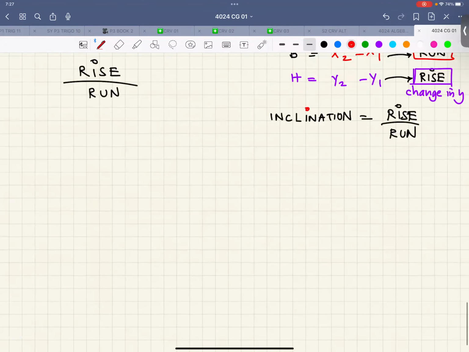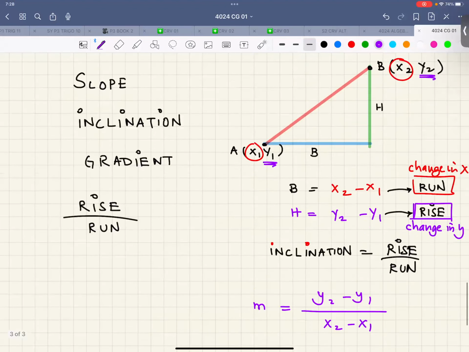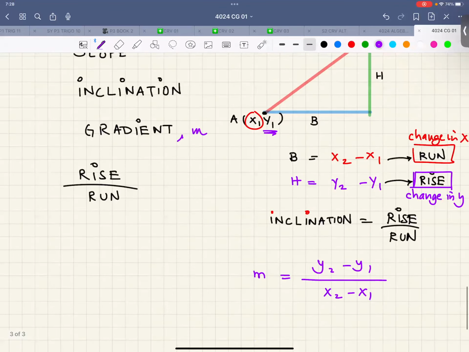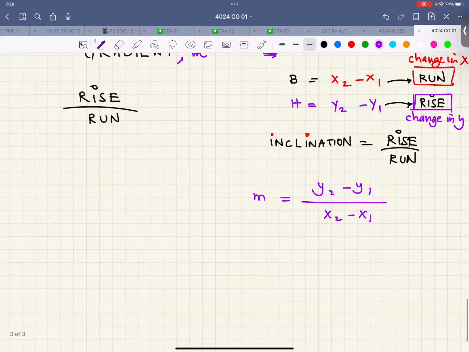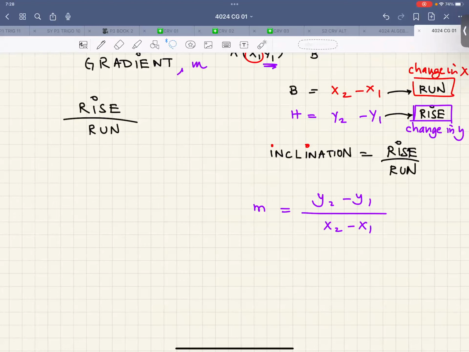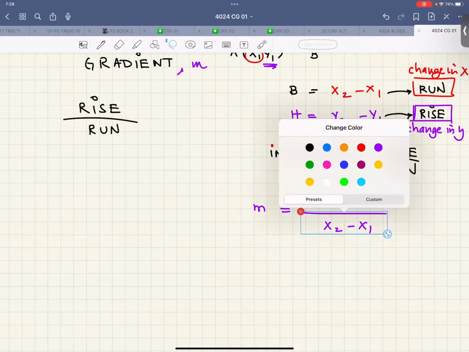So therefore, the formula for inclination is rise over run. And what is the rise? Rise is the change in y, which is y2 minus y1. Let me use the purple color. This is y2 minus y1 over x2 minus x1. This is the inclination. We label it by the symbol m. That is what we are getting at. Now, let me just have a quick look and double check that this is all good.